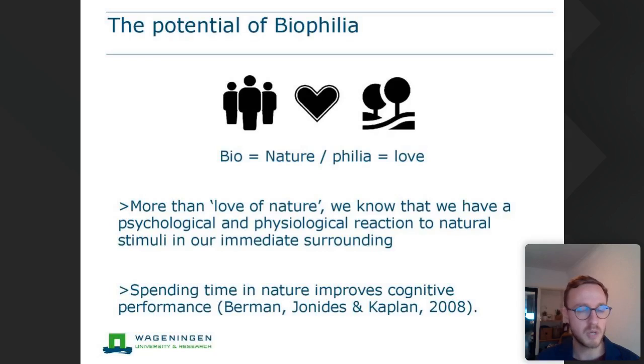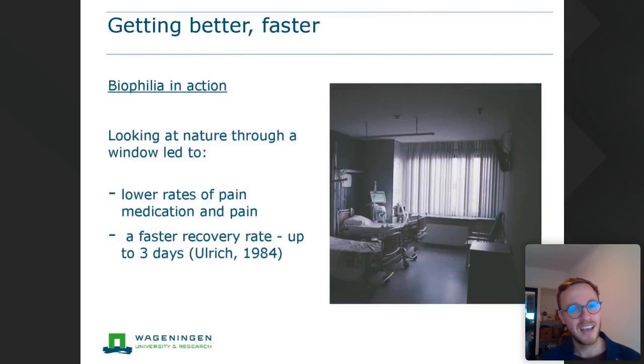On the bottom of the slide, you see an interesting study that I find. Spending time in nature, for example, improves cognitive performance. So if you as students are looking to get a little extra kick, it's definitely nice to, for example, learn in nature. But this is one of the studies that I find most interesting about this whole idea of biophilia, because it has such grave effects and consequences on the people that benefited from it.